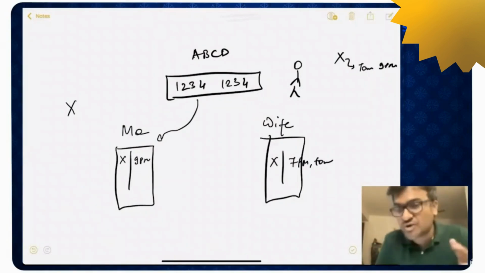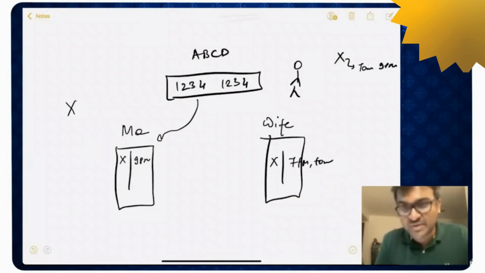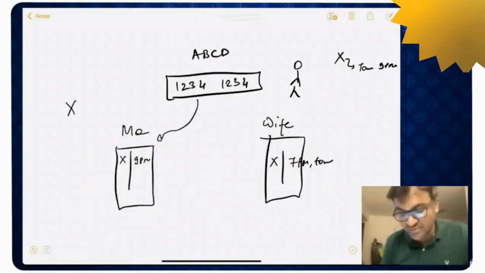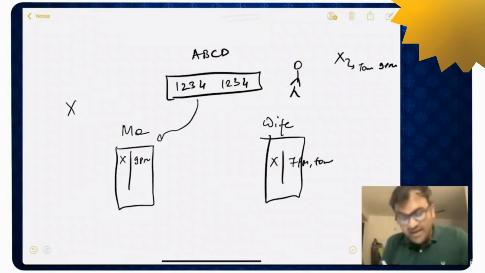However, that entry is not with me because that call never came to me. However, when X wanted to understand when their flight was, they ended up calling me instead of my wife because they don't know. They only know this number 1234, 1234. And I don't have that entry. And this is why X is very unhappy.